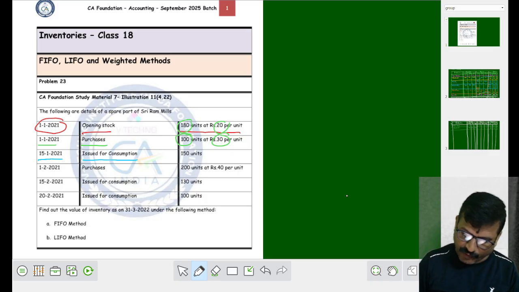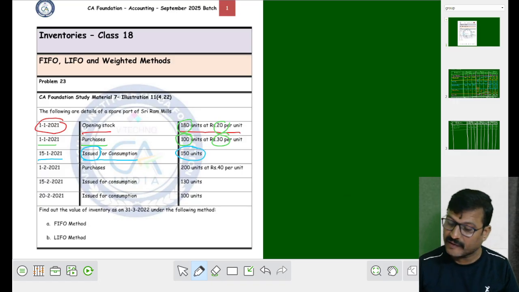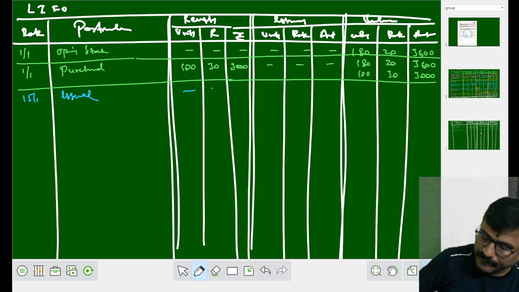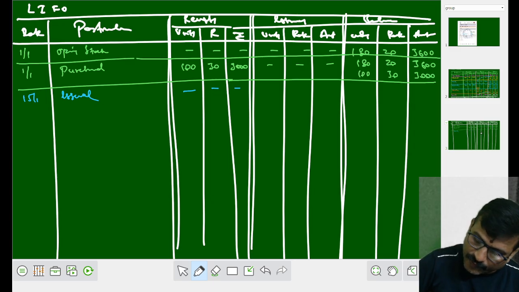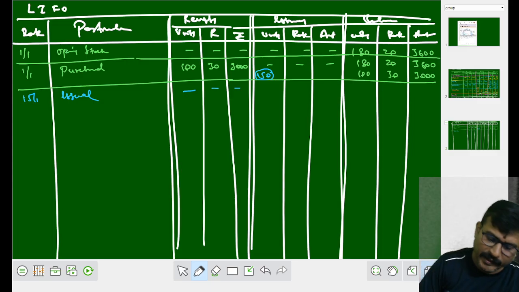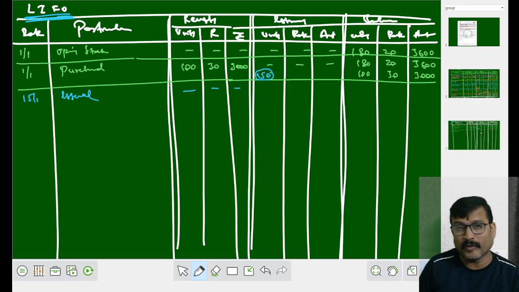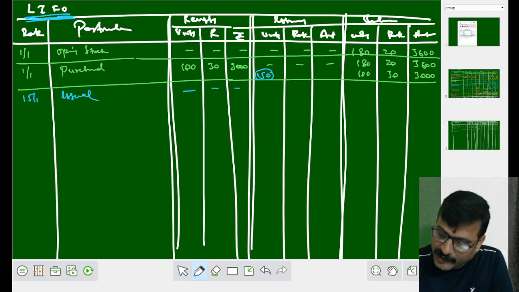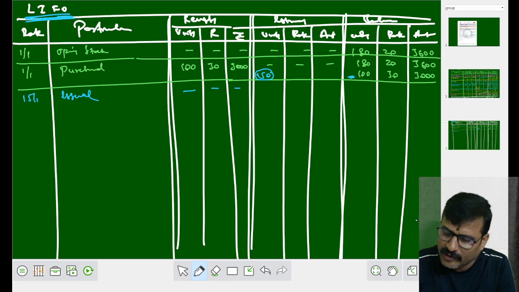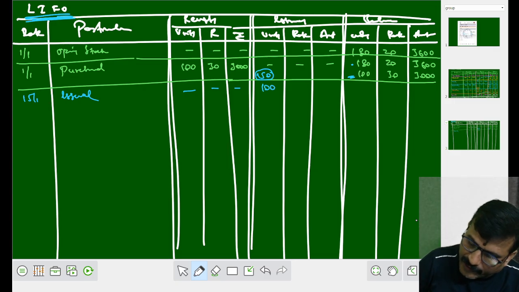See what happened in the next transaction. On 15th January, issued for consumption 150 units. I mentioned that 150 on the top. Now we are in the LIFO method, which means we have to make the issue from the last lot. In the last lot there are 100, so you have to give 100. Out of 150 you gave 100. How much is left? 30. We have to give 30 from the 180 units. So you give 100 at 30 rupees, 3000.